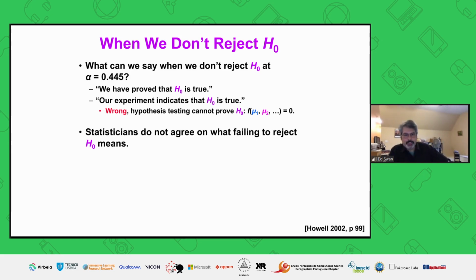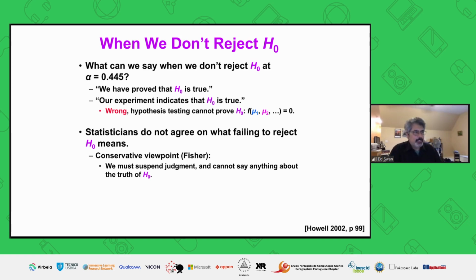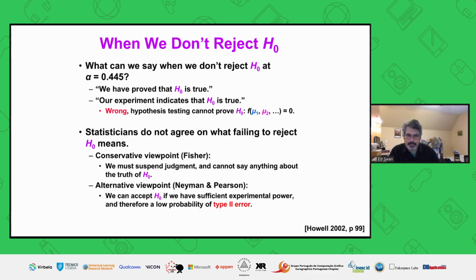Statisticians do not completely agree on what it means to fail to reject the null hypothesis. There's a conservative viewpoint that was initially espoused by Fisher, one of the people who first conceptualized t-tests and so forth. Not the only one, but one of the main ones. His point of view was that you have to suspend judgment. You can't say anything about the truth of the null. That viewpoint has mostly been replaced by an alternative viewpoint by a pair of scholars in the 1930s, Neyman and Pearson. You can accept the null if you have sufficient experimental power and therefore a low probability of type 2 error.